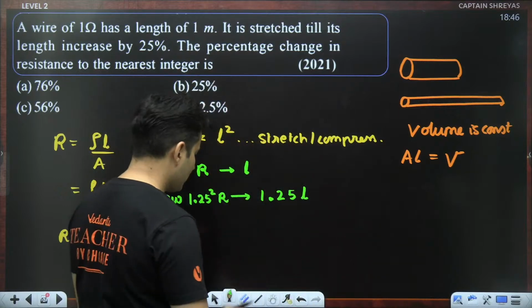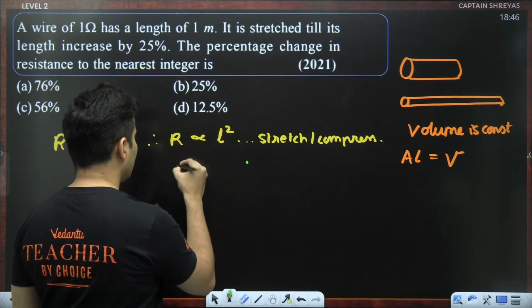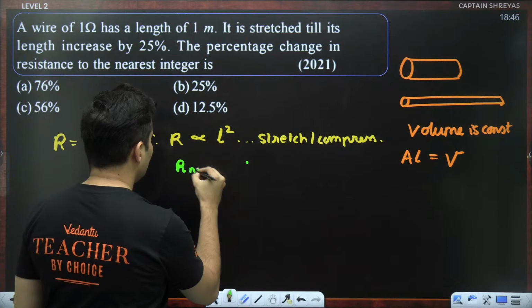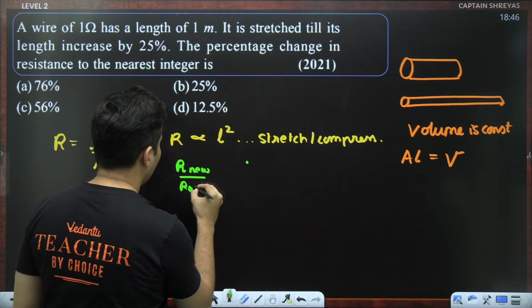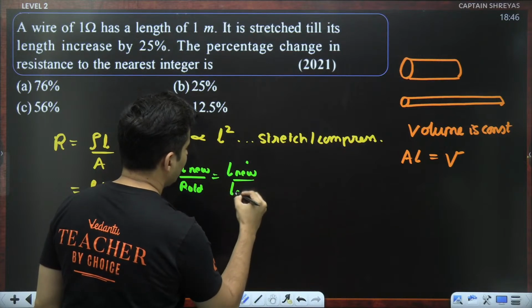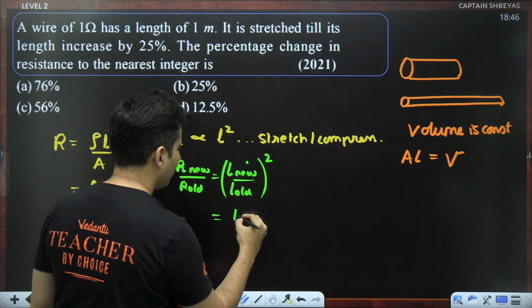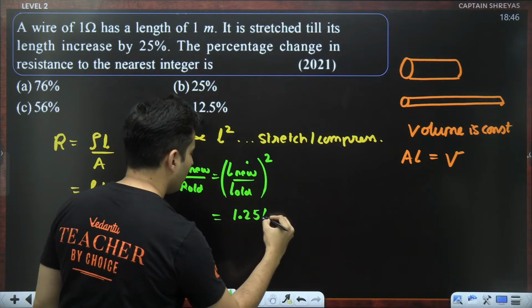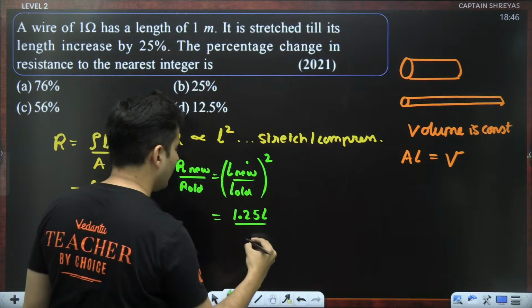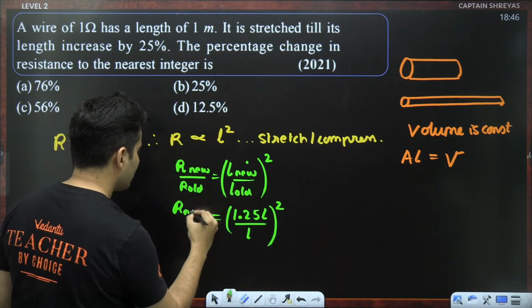R is proportional to R L square. So some student is like, sir, I did not understand it. Okay, check this out. R new by R old will be length new by length old, and this is whole square. What is the new length? 1.25 times the older length because it is 25% more. This is the old length. Square it.